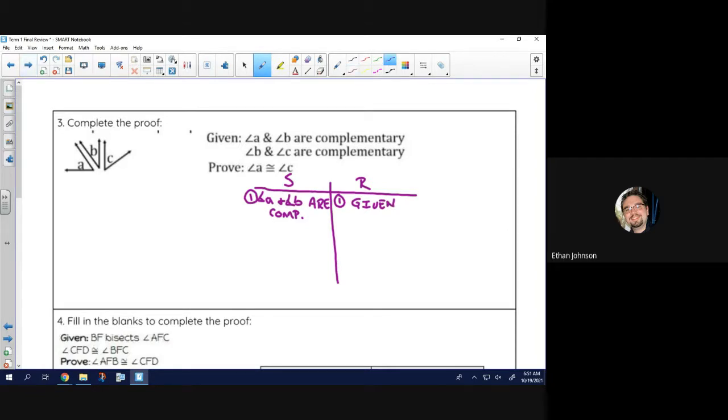Now glancing ahead a tiny bit, I see another pair of complementary angles. So I would deal with this vocab word of complementary, but because we have another set of complementary angles, we might be able to set things equal. So let's write down our second given. Angle B and angle C are complementary.